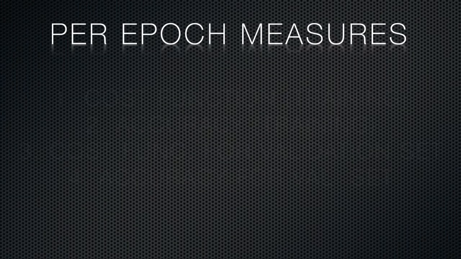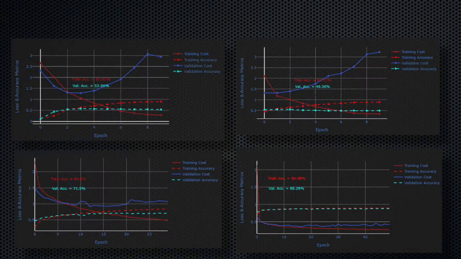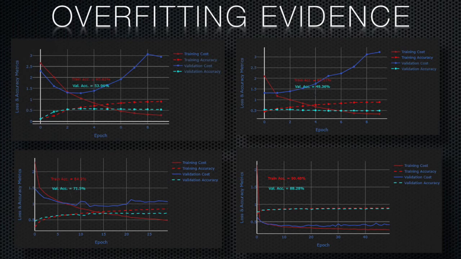So at the end of the epoch, we can record four numbers. 1, the cost function on the training data. 2, the accuracy number on the training data. That's to say, how many of the training examples were correctly classified. 3, the cost function of the network on the validation data. 4, the accuracy of the predictions in this validation set. All of this information can be displayed on a performance chart.